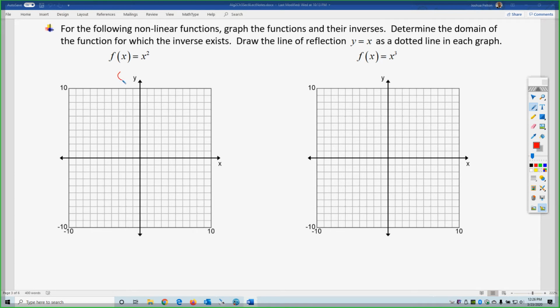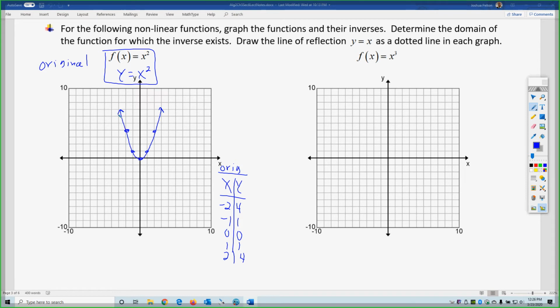Alright, so the original for this one is y equals x squared. So if we do a table of values, x and y, for the original, plug in some standard values. If I square 2, I get 4. Square 1, I get 1. Square 0, I get 0. So we get a standard parabola. You've been graphing for years now. Probably at this point you don't need to plug in numbers for yourself to make a graph, but for the sake of this, we're going to make it a little bit easier to understand inverse.